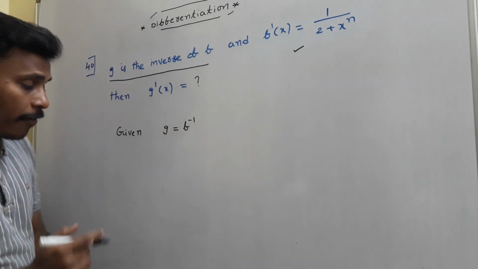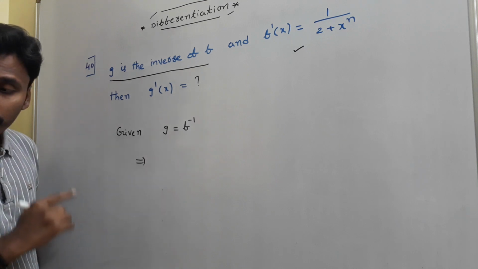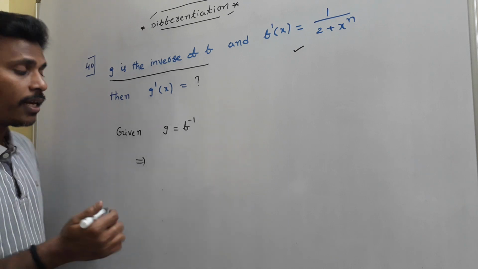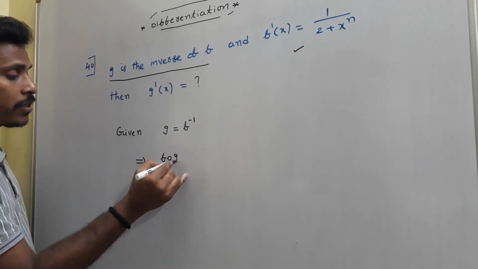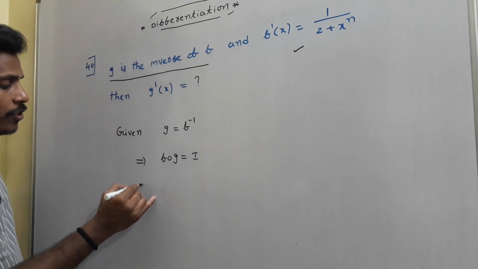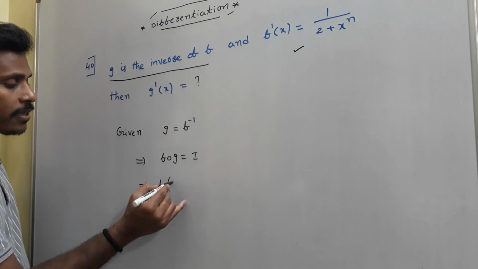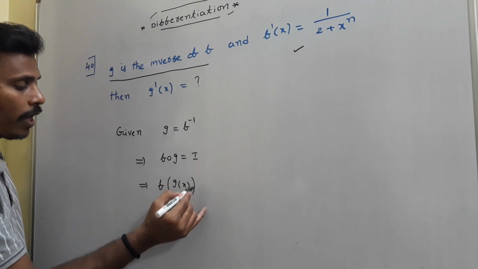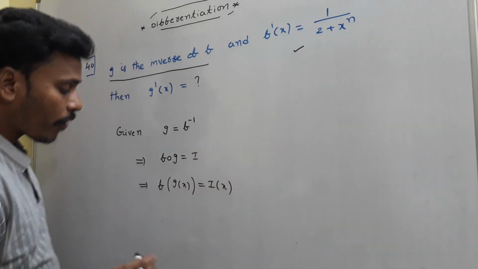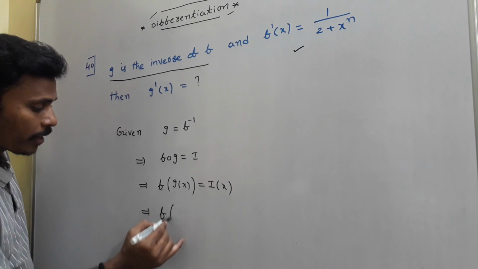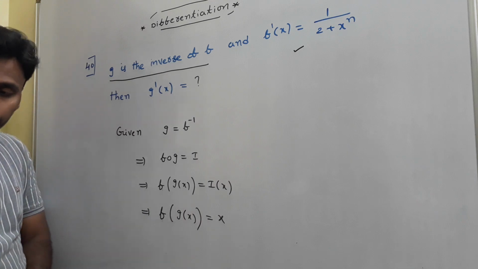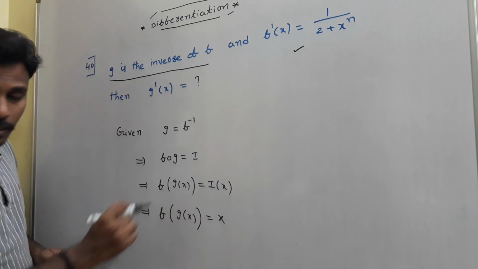Since G is f inverse, what will happen? G circle f as well as f circle G is equal to identity. So f circle G is identity. It can be written as f of G of x is equal to identity of x. And we know that identity of x is x. So this implies f of G of x is equal to x.